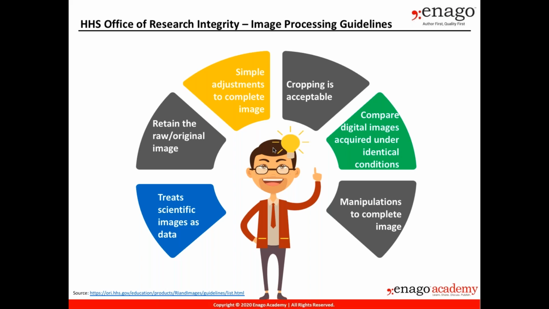Because the journal may demand to see originals, and if you don't have them, you're in big trouble. Make simple adjustments: brightness, contrast, cropping out things that are not necessary, adding scale bars, adding simple labels. Another tool that's really useful in Photoshop, and other programs like ImageJ will have a similar tool, is something called levels.